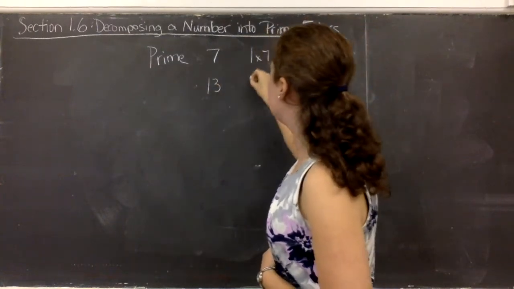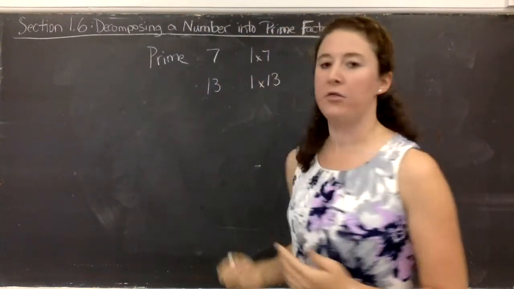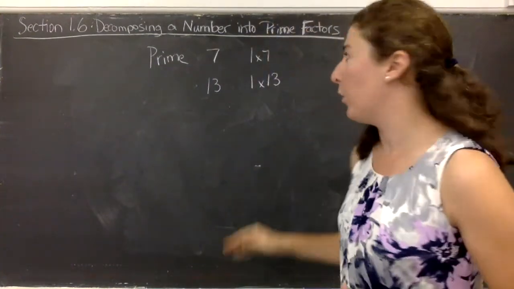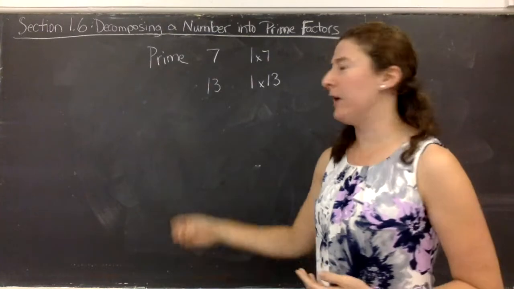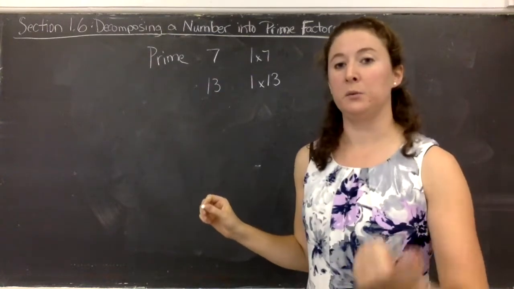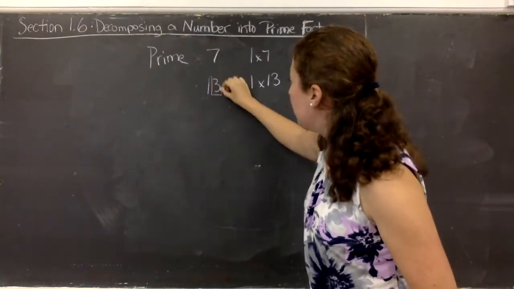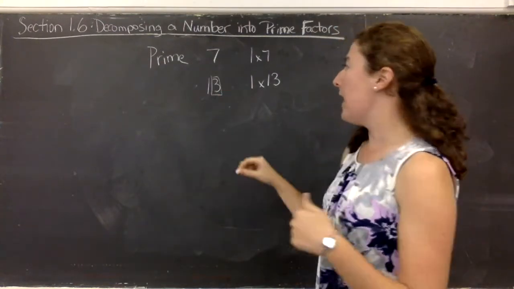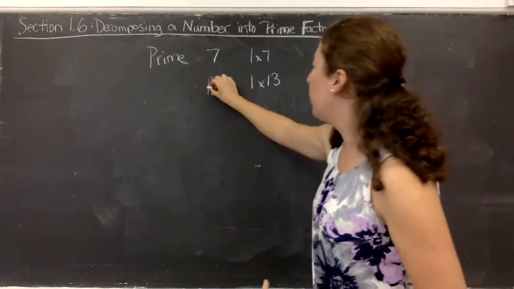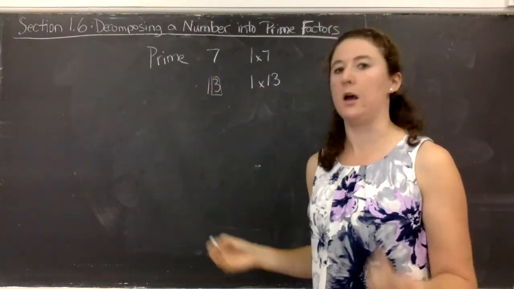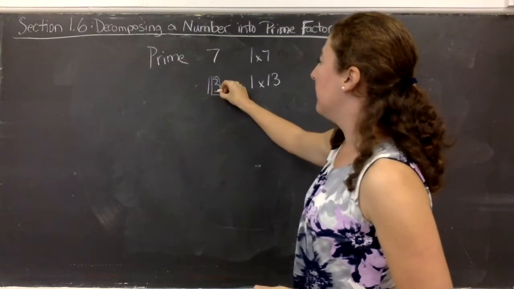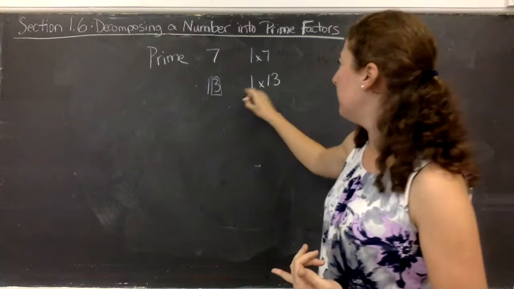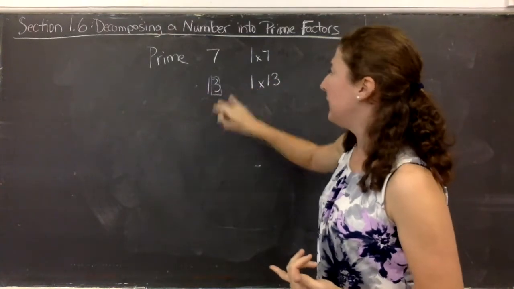13 would be another example. 1 times 13. You can't do 2 times or 3 times or 4 times or 5 times. None of those work here. How do I know that? I can take my divisibility rule of 2. Look at my last digit. Is it a 0, 2, 4, 6, or 8? Nope, so it's not divisible by 2. For my rule of 3, 1 plus 3 equals 4, which is not divisible by 3. It's not a 5 or a 0, so it's not divisible by 5 or 10. So I know that 13 is a prime number.